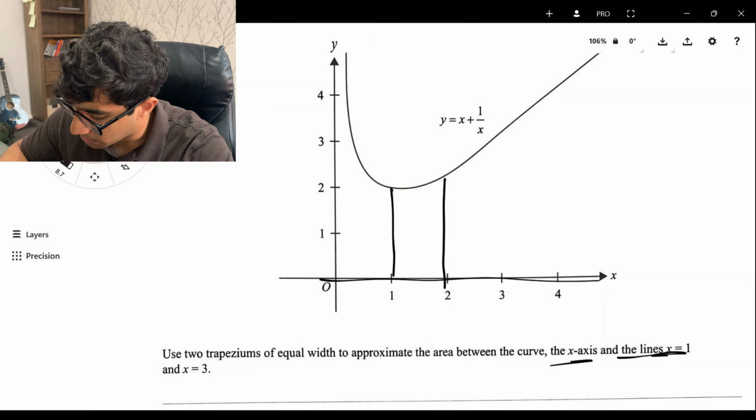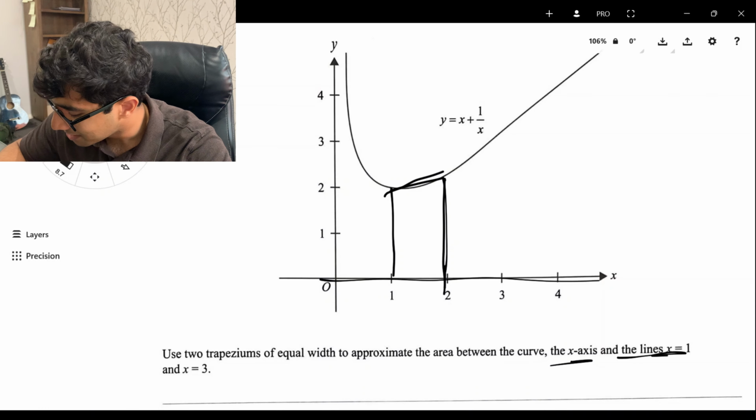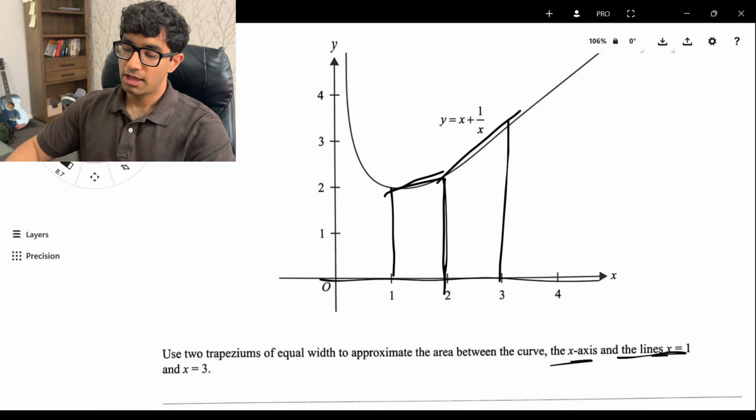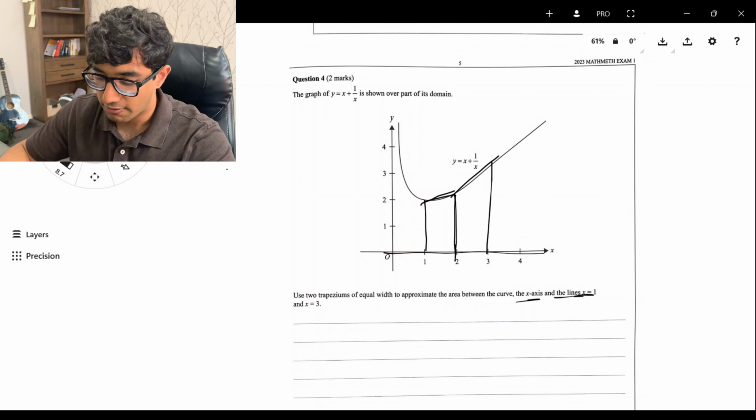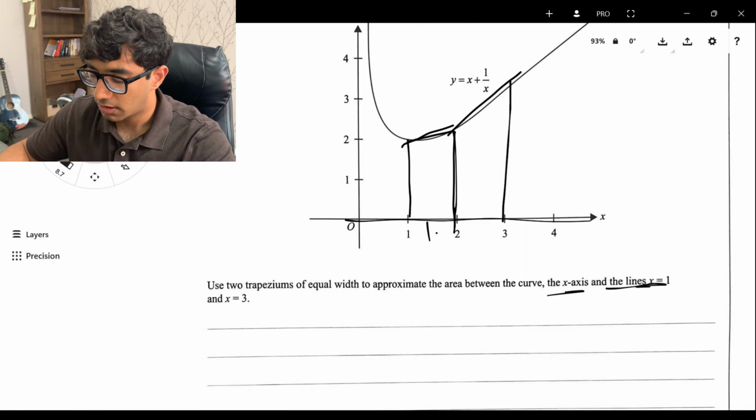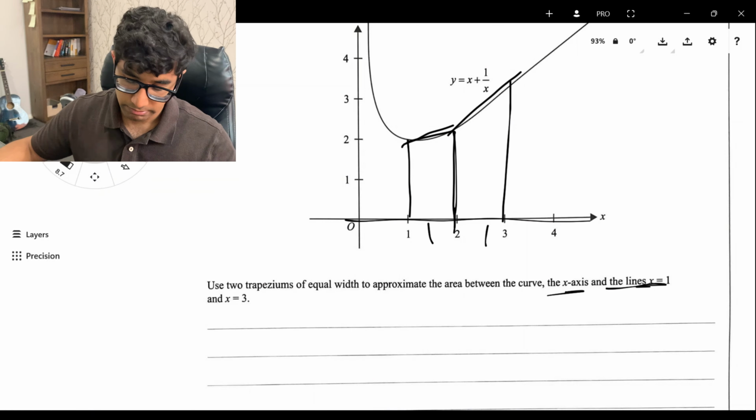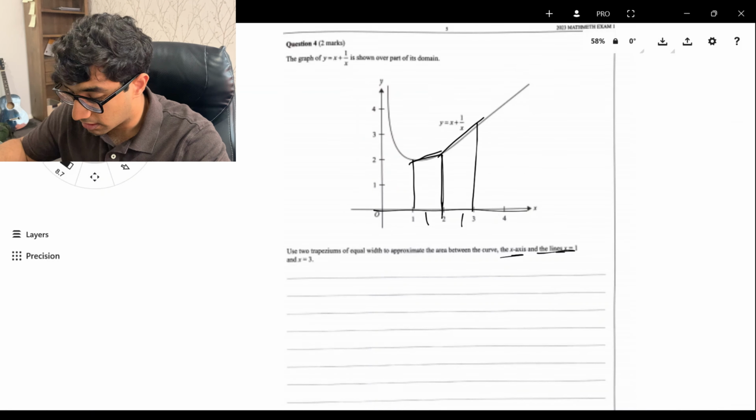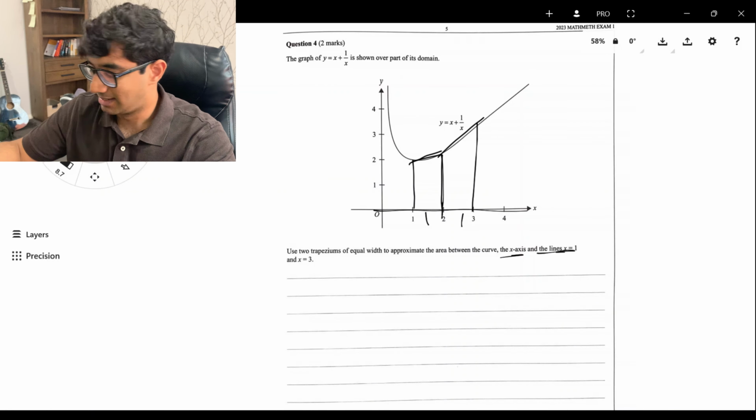So our first trapezium would be like this. It's a really poorly drawn trapezium, but allow it. And our second trapezium would be here, like that. Because we want two trapeziums of equal width, and it's from 1 to 3, each of them will have a width of 1. So that's fine. Now all we need to do is find the heights of the trapeziums, right?